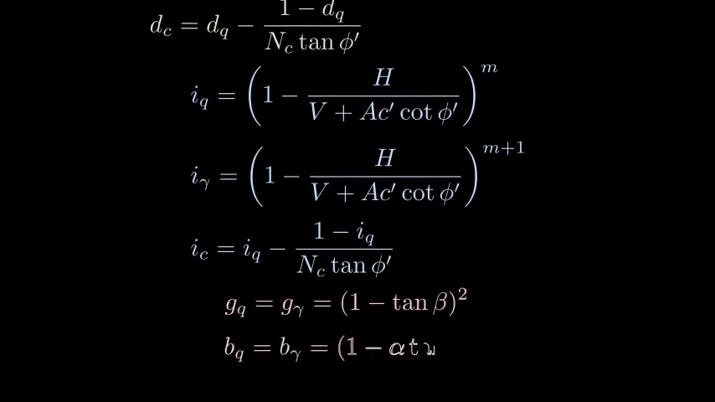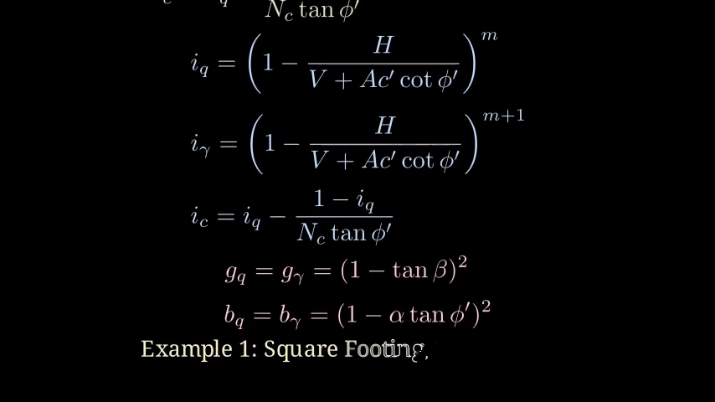Ground slope and base tilt also matter. When the ground has slope beta, G sub Q and G sub gamma both become 1 minus tan beta squared. When the base tilts by alpha, B sub Q and B sub gamma follow 1 minus alpha times tan phi prime squared. Time for a concrete example.